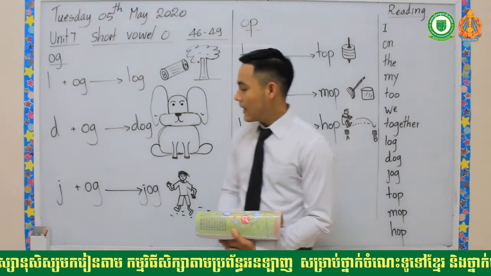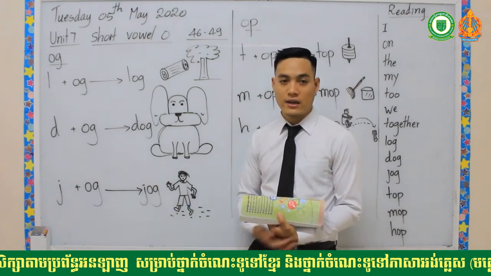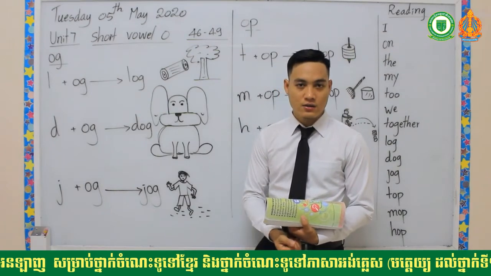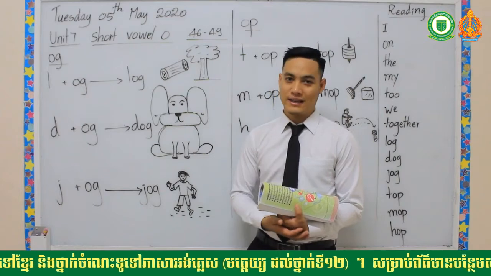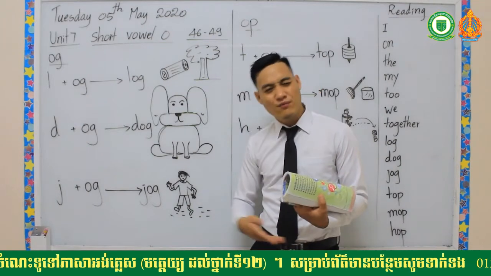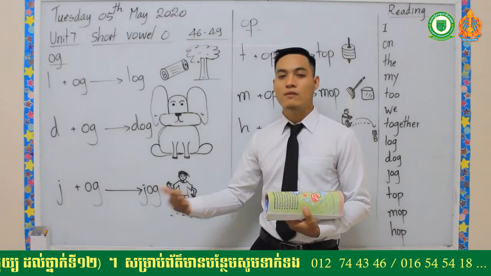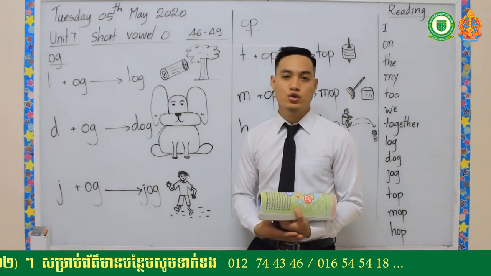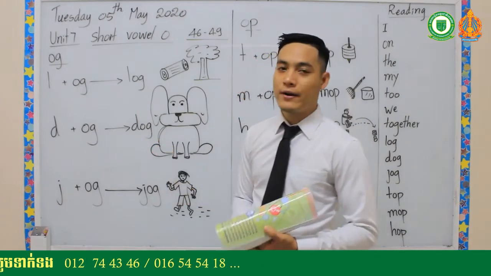Okay. And the last word is the word jog. Jog. Do you know jog? Jog refers to run slowly. Run slowly. It's not very fast. Like run slowly, step by step, one by one. This one we call jog. Okay, that's it about og.